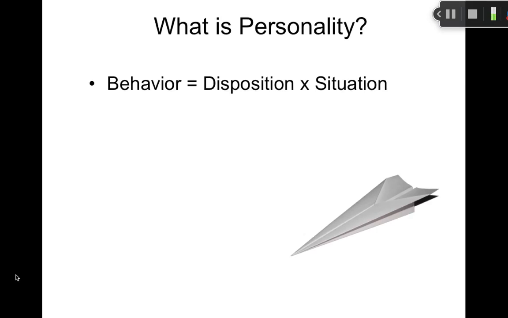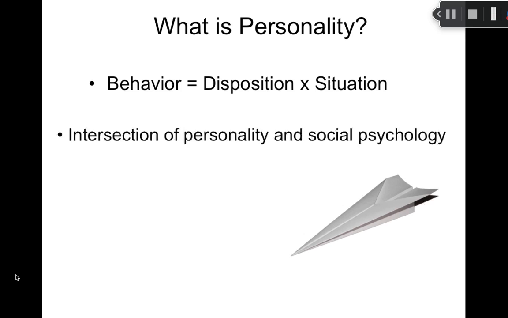So in this section, we're going to be looking at the disposition term in this equation. If we're trying to explain behavior, part of it really has to do with us, and that's the domain of the personality psychologist. Whereas in the next section, we're going to be looking at the power of the situation, which is the domain of the social psychologist. So this equation reflects, if we're trying to explain behavior, this important intersection of personality and social psychology, which are two big subdisciplines within the broader discipline of psychology.